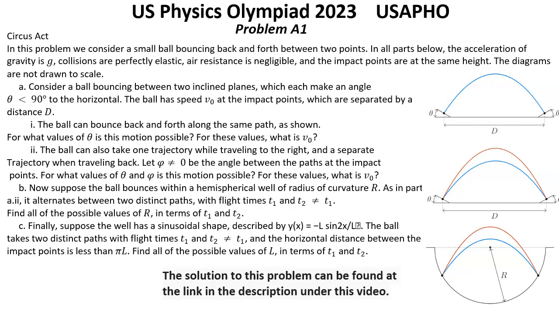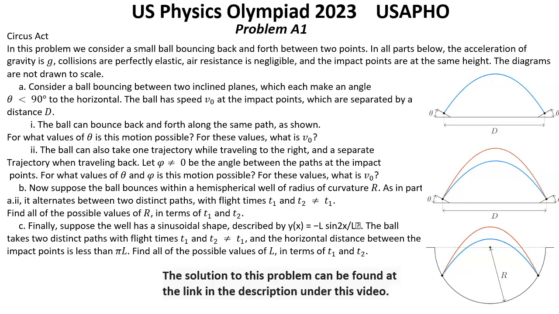Question 2. The ball can also take one trajectory while traveling to the right and a separate trajectory when traveling back. Let phi not equal 0 be the angle between the paths at the impact points. For what value of theta and phi is this motion possible? For these values, what is v0?